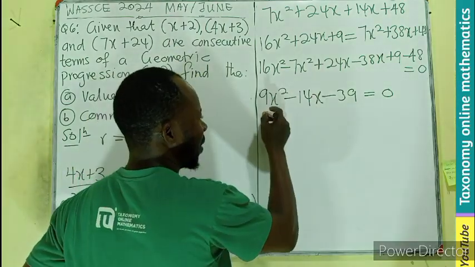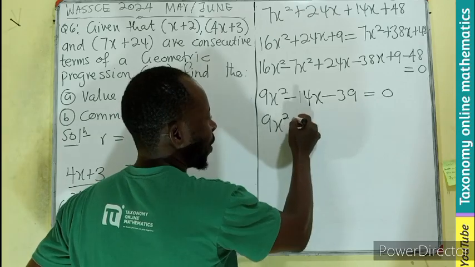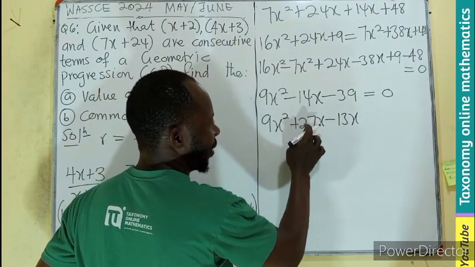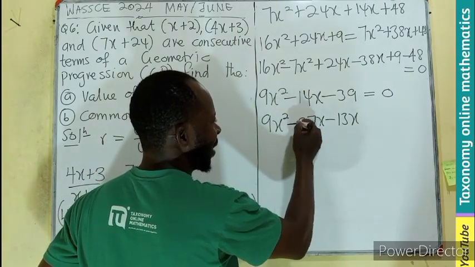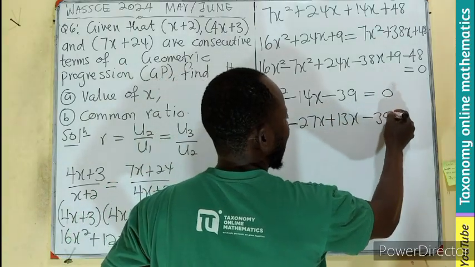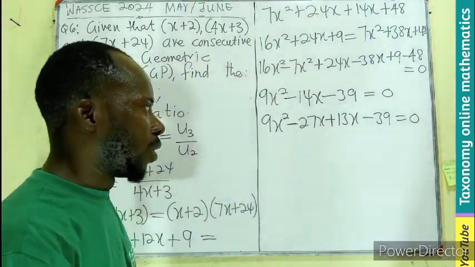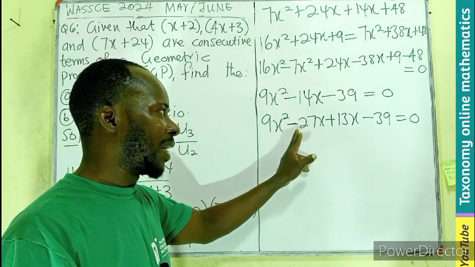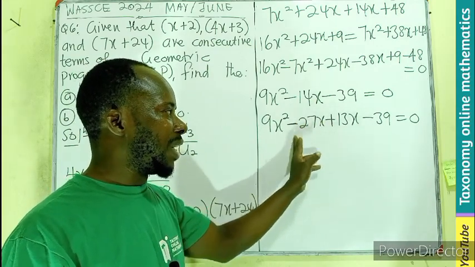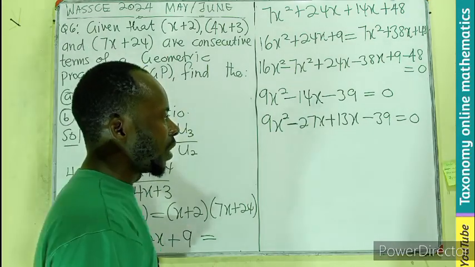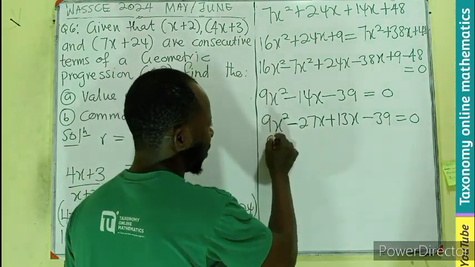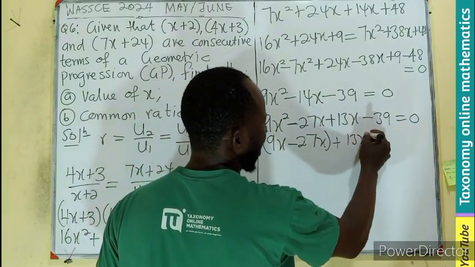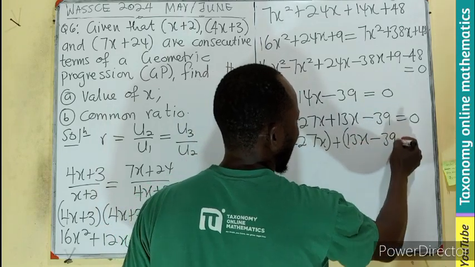So I'll replace the middle term by having 9x squared plus 27x minus 13x. No, I think the 27 should be the negative, so that we can get a negative number there. Then minus 39 equals 0. If you compute the middle term, you should have minus 14. That is why the bigger factor between 13 and 27 takes the negative. So let's group them together: 9x squared minus 27x plus 13x minus 39.